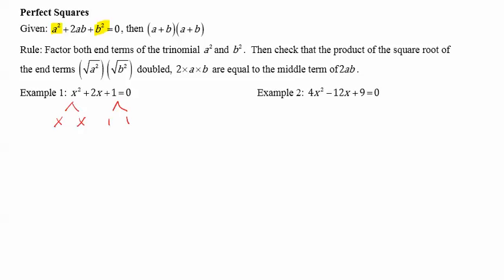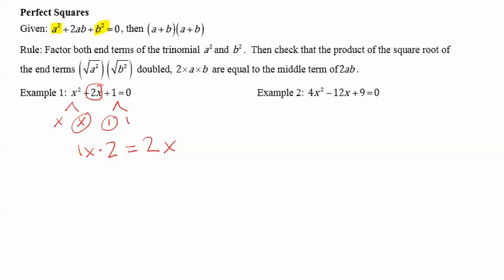Now if I look at the middle term, which is 2x, I look at the product of the square roots, one from each term. The product of 1 times x, times 2, gives 2x, which is the middle term. So the middle term is double the product of the square roots of the first and third terms.